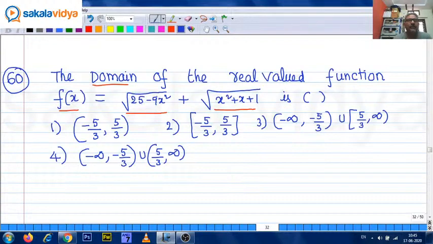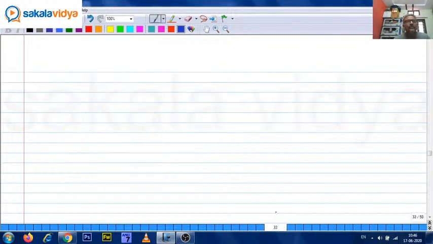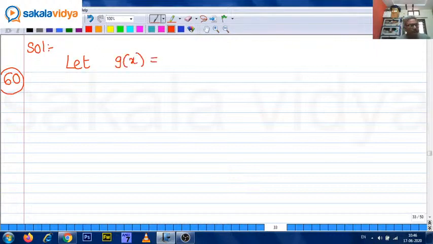So that means first, we need to find out the domain of this function, the intersection of these two. So okay, now solution. Let us say first g of x equals to root over 25 minus 9x square. This is just like a square minus x square only.